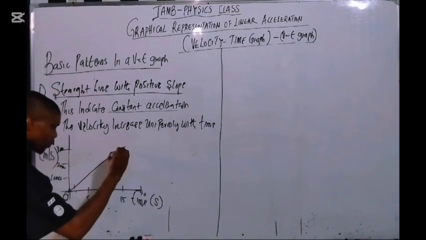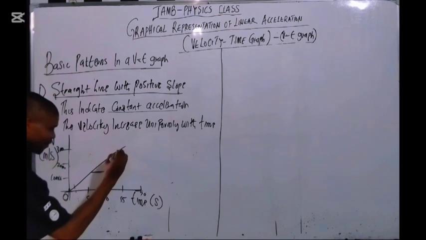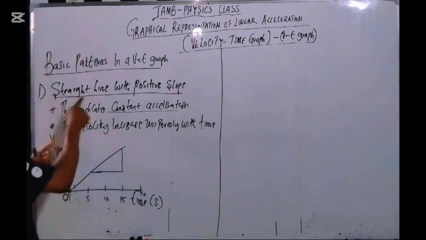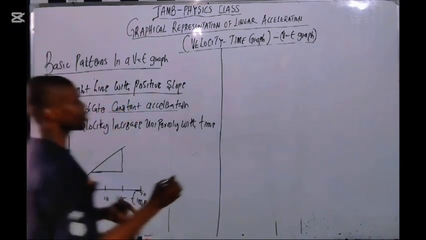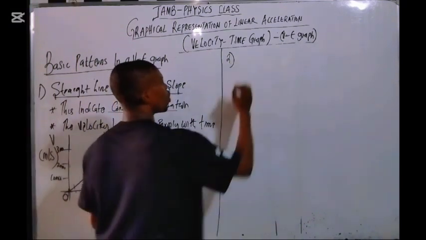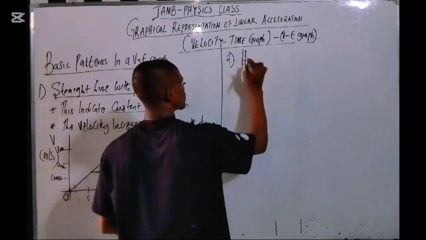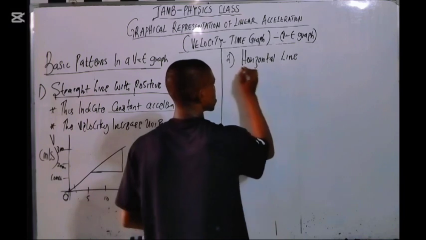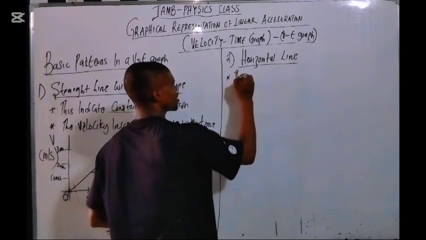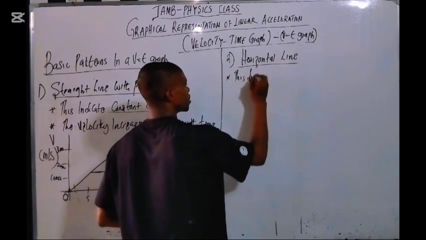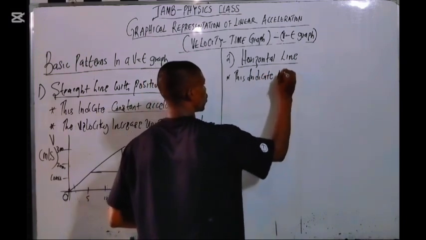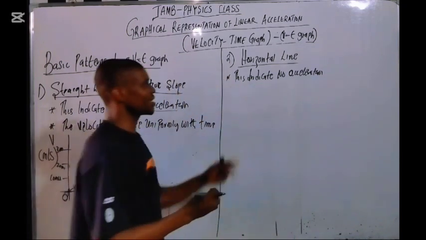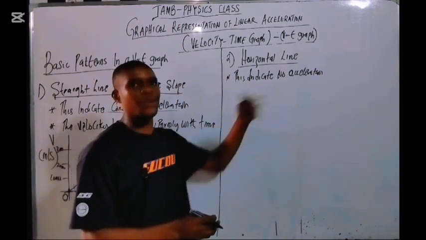This is what you want to understand here. If you look at this slope, this slope is positive. So we have the positive side. That is number one, straight line with positive slope. Number two, horizontal line. This indicates no acceleration, because the velocity is constant.